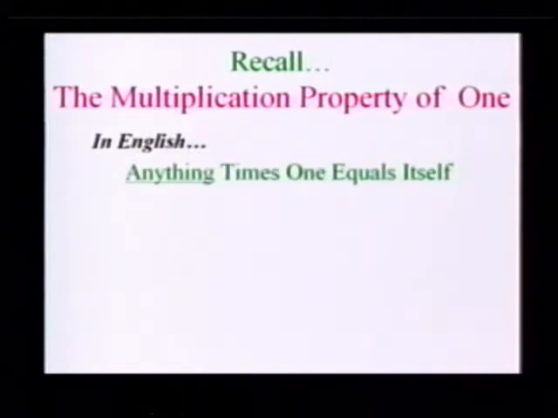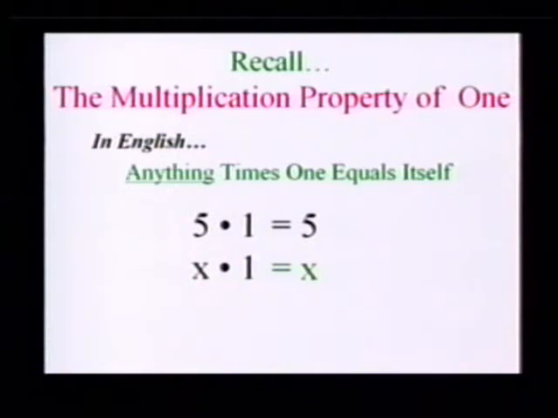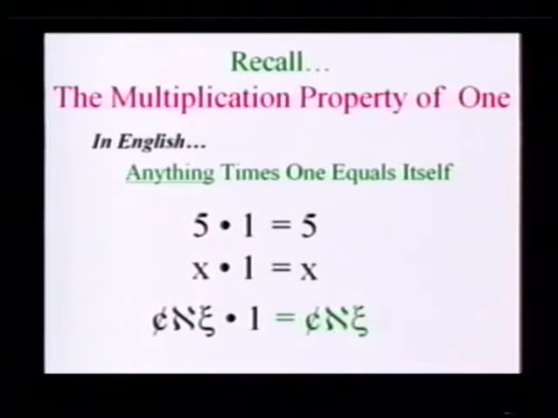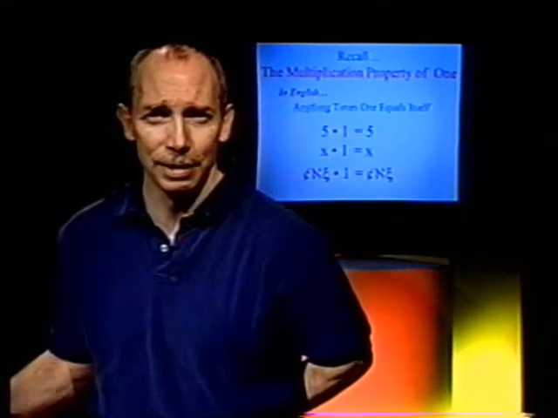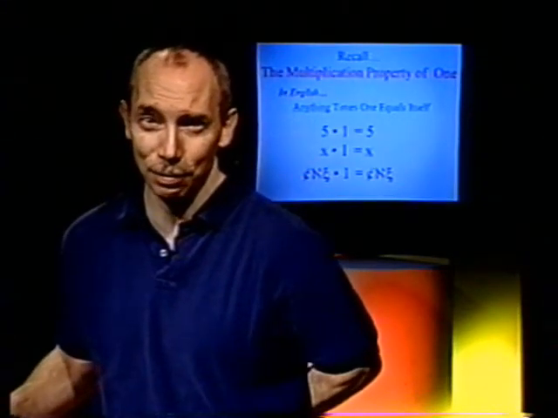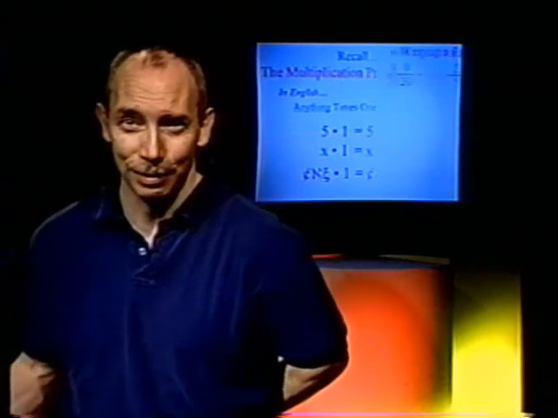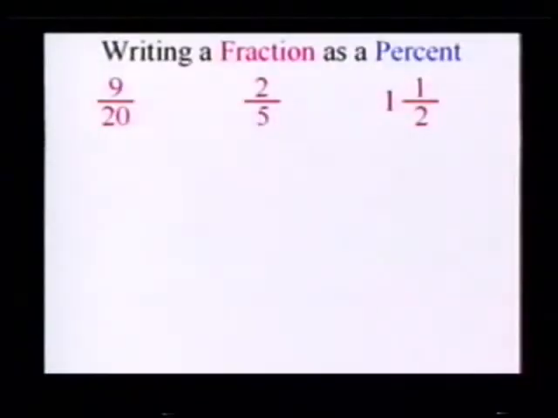Okay, remember your old buddy, the multiplication property of 1? You can multiply anything by 1 and get itself. 5 times 1 is 5. X times 1 is X. Anything times 1 is itself. Now what does that have to do with the price of eggs here?